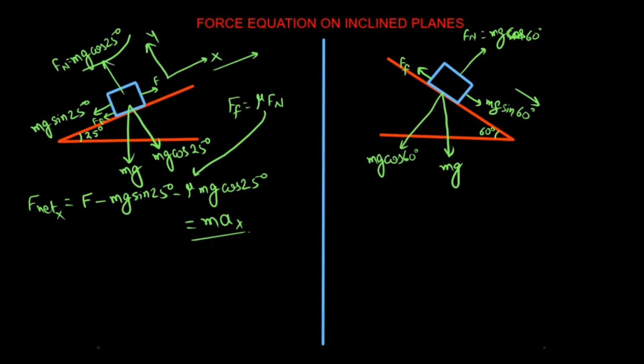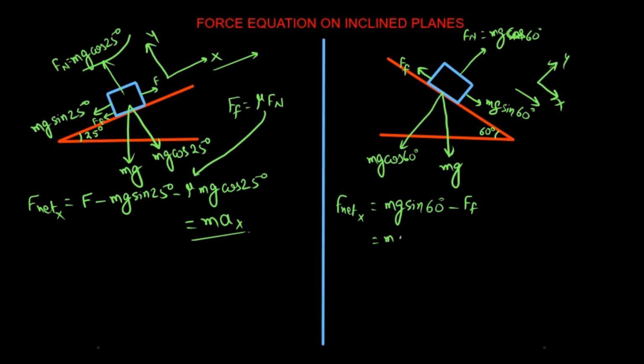Let's write the force equation in this situation. If the box is going this way, we will assume that this is our x-axis now, and this is y-axis. So the net force in x direction would be mg sin 60, because that's acting in the positive direction of x, minus force of friction, and those are the only forces acting in the x direction.